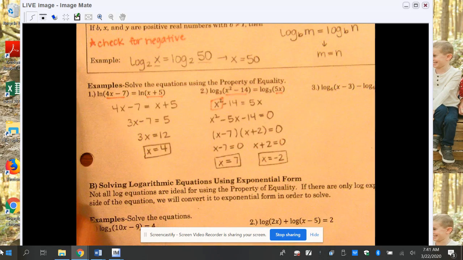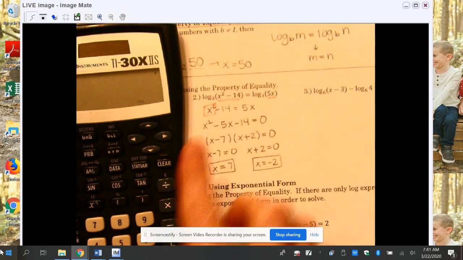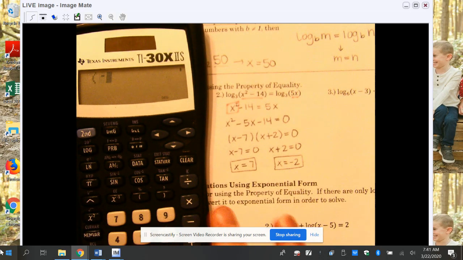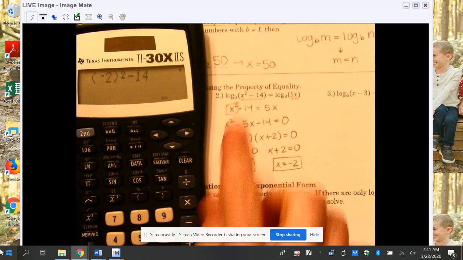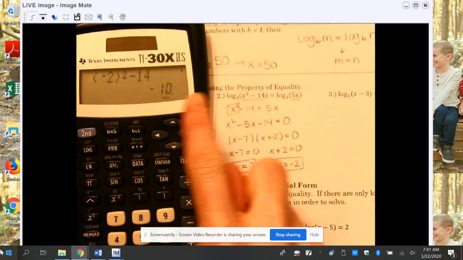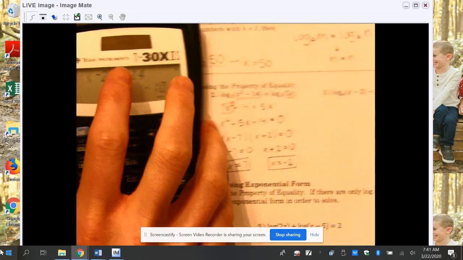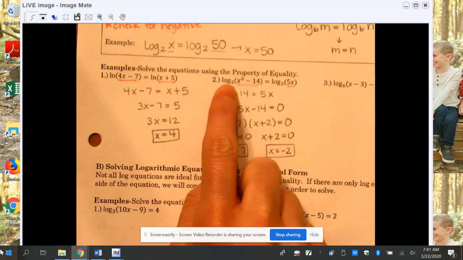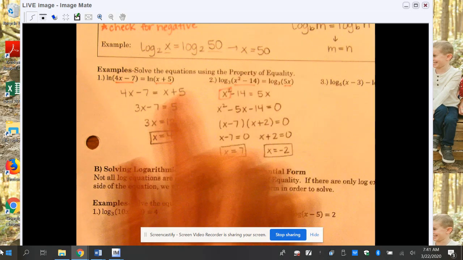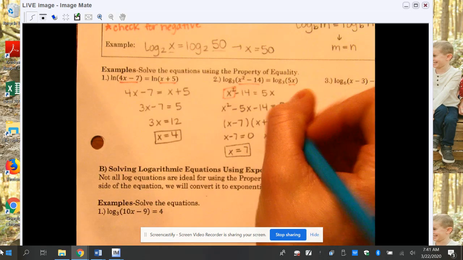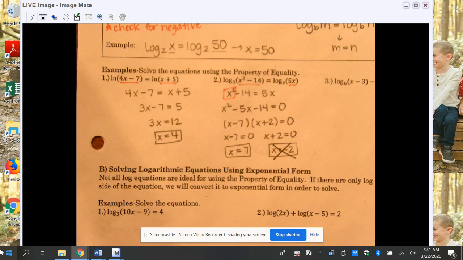When I plug in negative 2, remember when you square a negative, you need to make sure you put parentheses around it, it's positive. So 2 squared minus 14, I'm plugging that in right here, I get negative 10. You cannot raise 3 to a power to get negative 10, right? Because we're thinking about that as an exponent. So that means that this solution does not make this equation true because you cannot take the log of a negative number. And so that means that 7 is my only solution here.